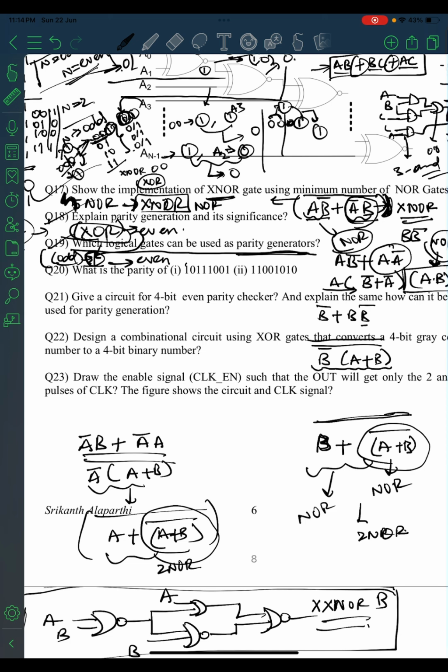In the similar case, XNOR means the inverse of the XOR. If everything is even, then the XOR output is 0 and the XNOR output is 1. So this can be used as an odd parity generator. We need an odd number. The total number of ones in the given bit stream is an even number.